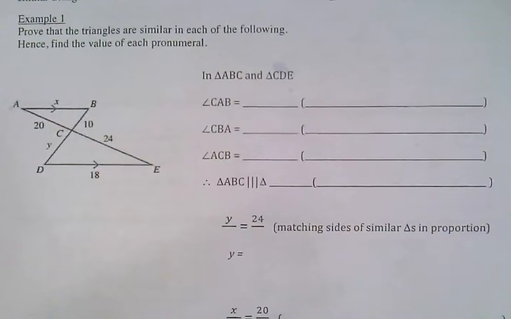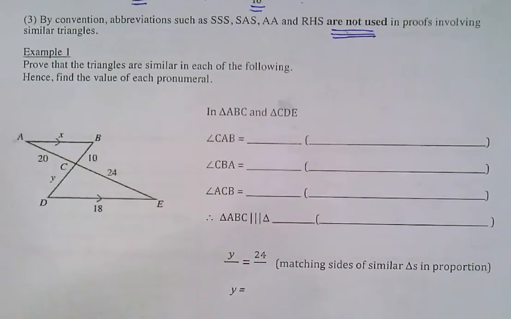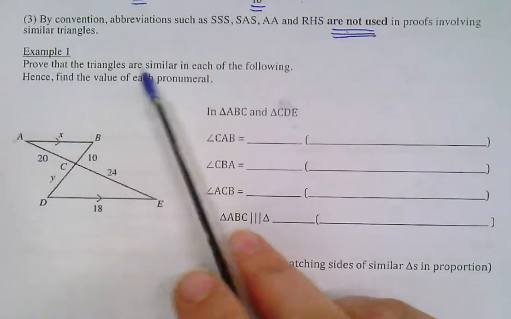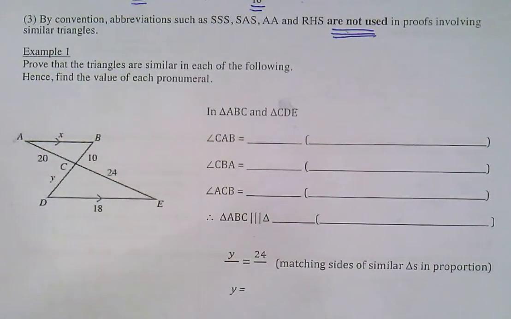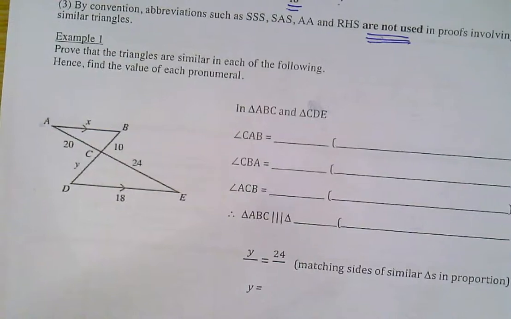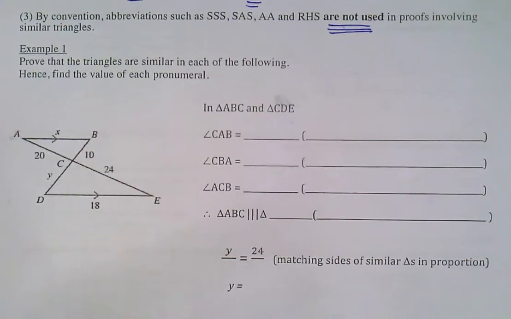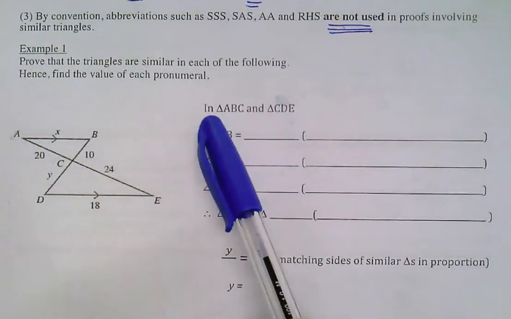Okay, let's start. Here is our first proof. We're looking at 4 or 5 examples here. So, example 1, prove that the triangles are similar in each of the following, hence find the value of the pronumeral. Let's go. Remember there's 5 lines to my proof. First line is to identify the triangles.